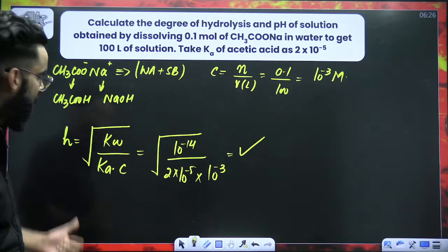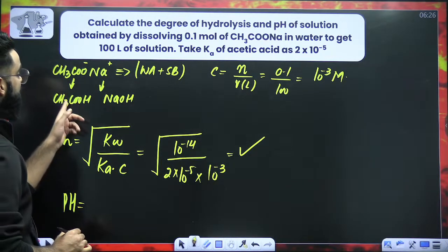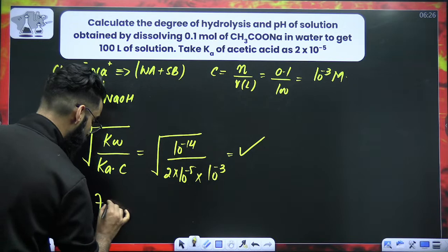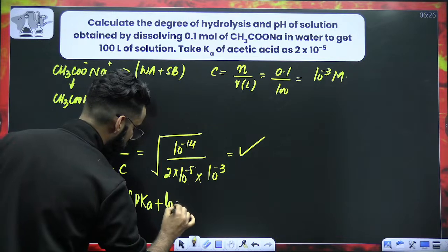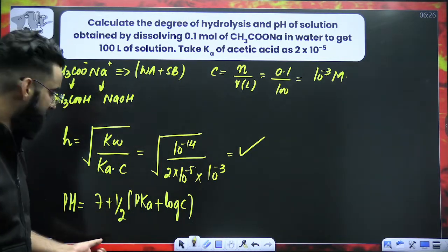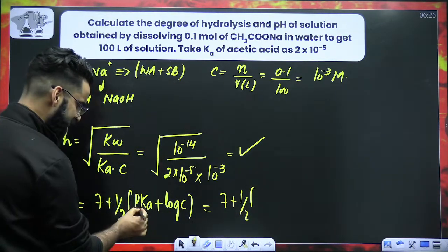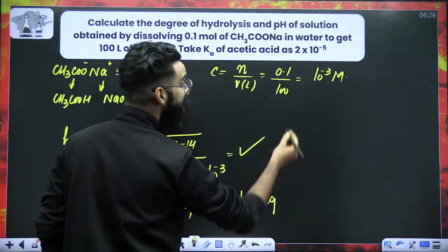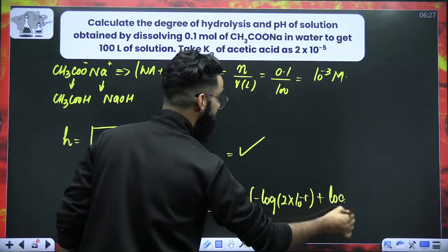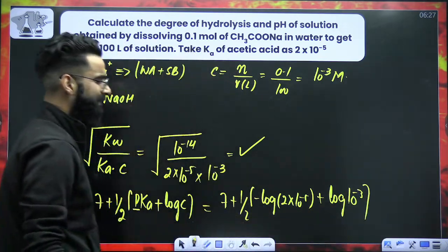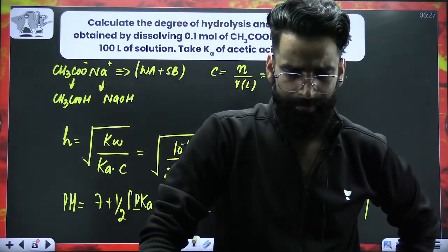As simple as that. Similarly, the second part is to calculate the pH of the solution. Since it's a salt of weak acid and strong base, it's going to be 7 plus half of pKa plus log of C. I believe all the terms are given to us. So it's going to be 7 plus half of pKa. p stands for minus log, right? So it's minus log of the Ka value given to us, 2 into 10 raised to the power minus 5, plus log of C. C value is 10 raised to the power minus 3. So it is a matter of calculation only. You can easily solve it. That's all. Yeah?